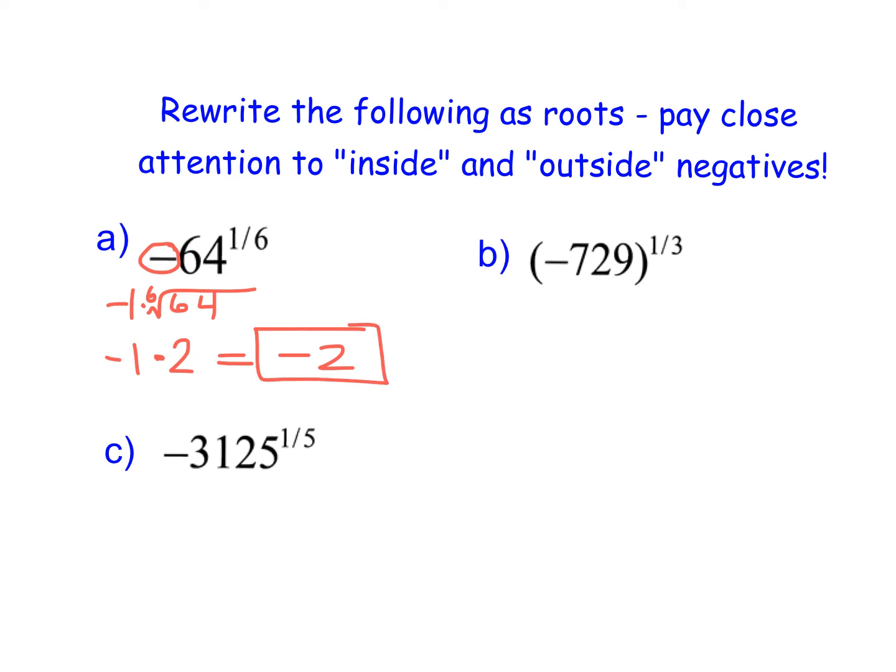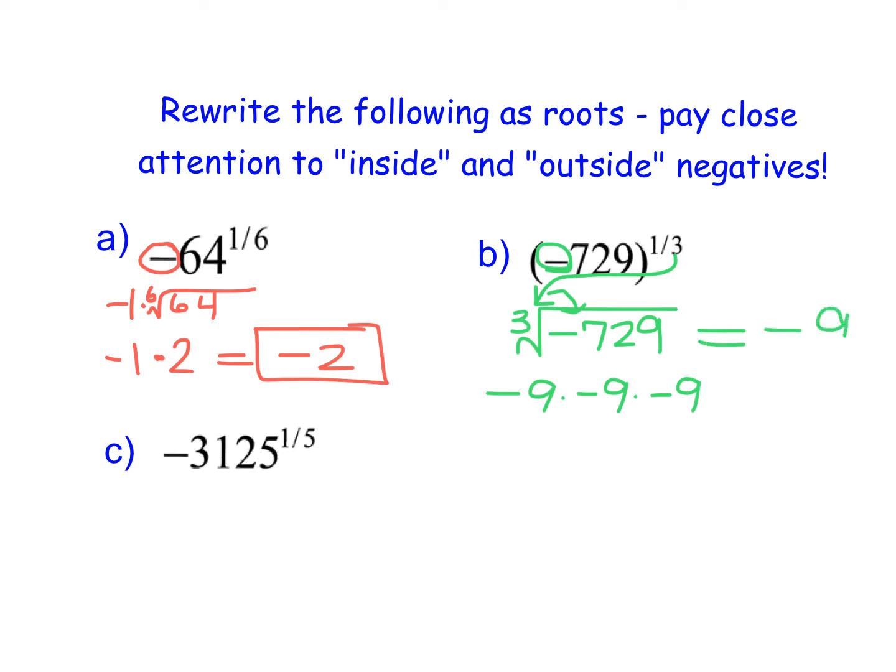Then if I look at the next one, I notice that I have a negative on the inside of the parentheses. So that means as I write this, I have a number with a negative on the inside of the root. I'm trying to figure out, what number times itself 3 times gives me negative 729? I find that negative 9 times negative 9 times negative 9 does that. And as a result, the cubed root of a negative 729 is negative 9.